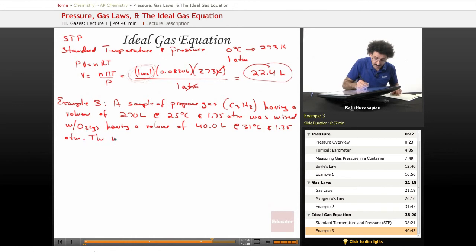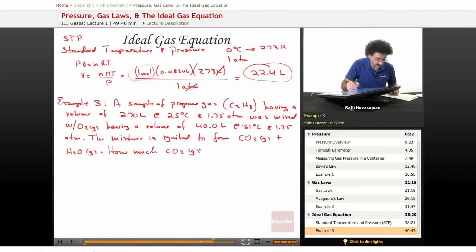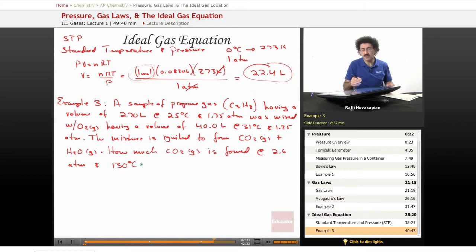Okay, the mixture is ignited to form CO2 gas plus H2O gas. Okay, question is, how much CO2 gas is formed at 2.6 atmospheres and 130 degrees Celsius, which is the conditions, pretty standard conditions for once you ignite something.